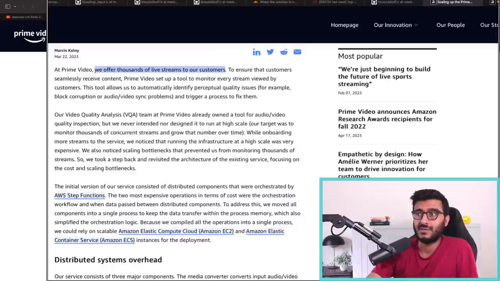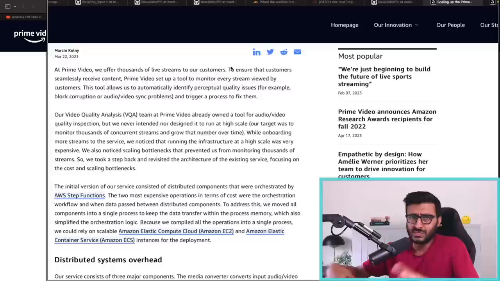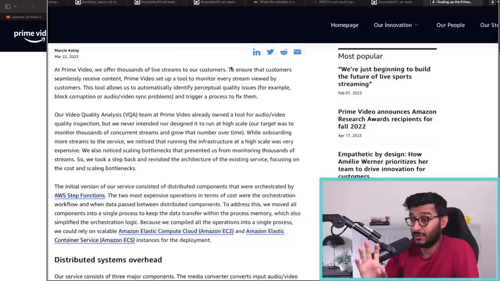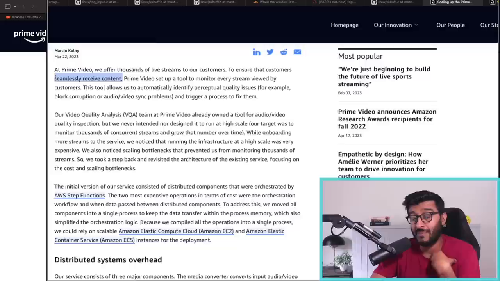They're apparently working on this, and from these articles that you see on the side, they're always trying to promote this streaming thing, because it's the better version of Twitch, if you will. The actual high quality streaming, and they are spending good money here. That's what I noticed. So to ensure that customers seamlessly receive content, if I'm a Prime paying customer, unlike Twitch, which is free where anyone can go and watch, this is actually paid. So if you're paying something, it better be good. So they have an architecture to detect.